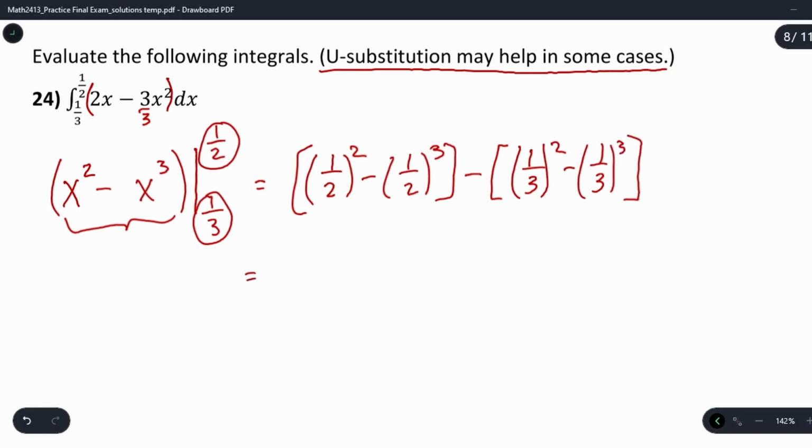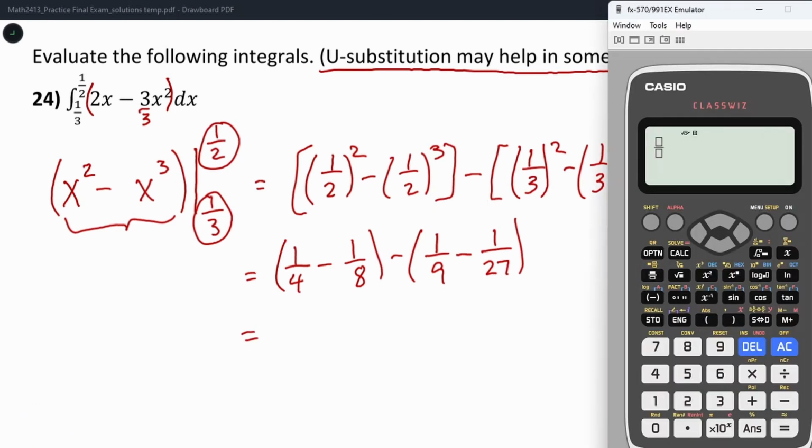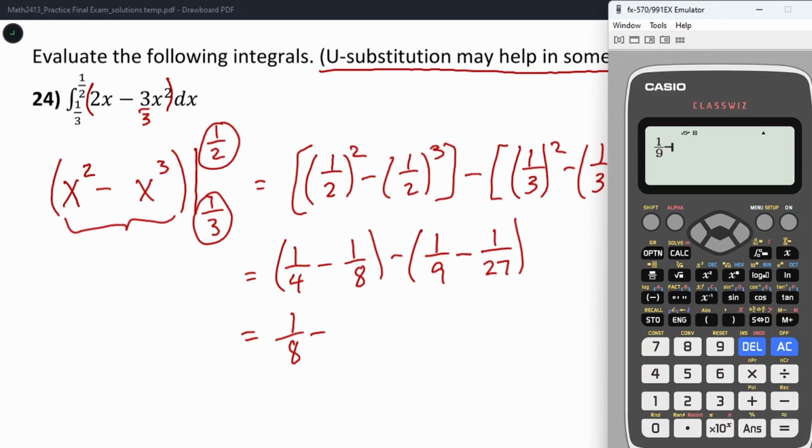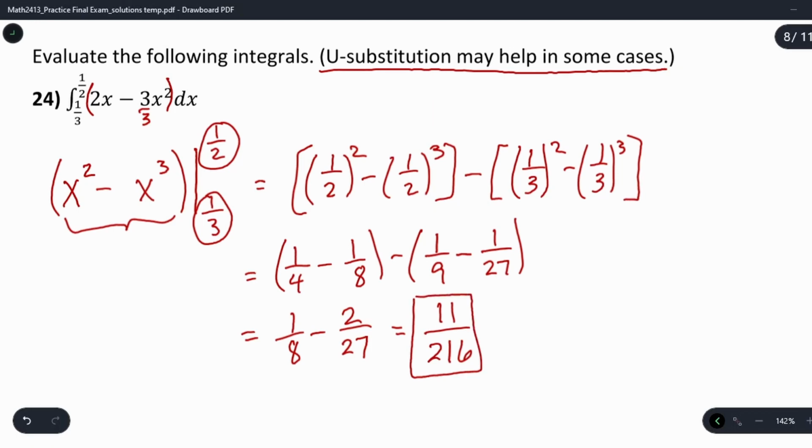And then to work that out, you can either do it manually or electronically. I'll show the steps. 1/2 squared is a 1/4. 1/2 cubed is an 1/8. Minus 1/3 squared is a 9th. 1/3 cubed is 1/27. And then I'm going to pull up my ClassWiz for help. So we've got 1/4 minus 1/8, which is 1/8, minus 1/9 minus 1/27 is 2/27. And then subtracting these values, we have 1/8 minus 2/27, giving us a final answer of 11 over 216. And that is the answer for question 24.